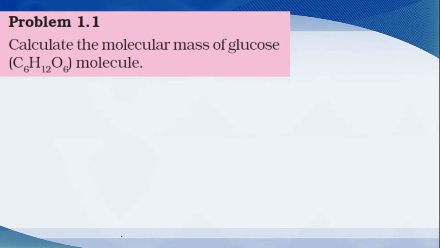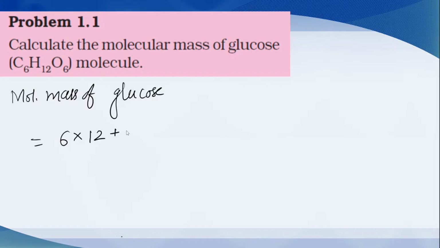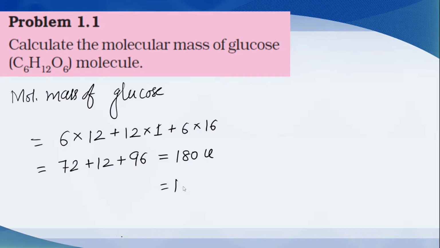First question on your screen: calculate the molecular mass of glucose. Molecular mass of glucose, that is 6 carbon into atomic mass of carbon, which is 12, plus 12 into atomic mass of hydrogen, and 6 into atomic mass of oxygen. Oxygen's atomic mass is 16, so it is 72 plus 12 plus 96, so it comes out to be 180 u or 180 gram per mole.